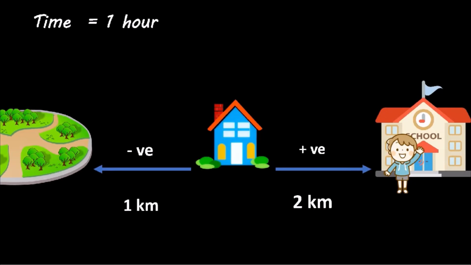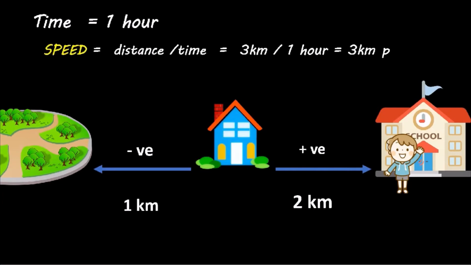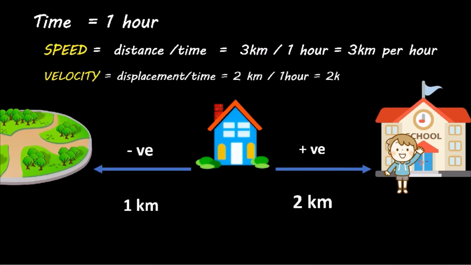In doing all this, the distance he covered was 1 kilometer plus 2 kilometers, means 3 kilometers. So the speed will be 3 kilometers per hour. To find velocity, we need to see displacement, means minimum distance between the initial point and destination. So velocity will be 2 kilometers per hour.